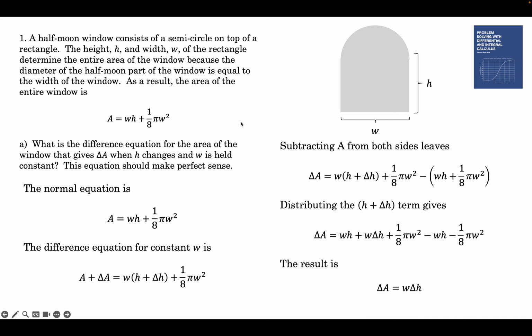Now, this should make perfect sense to you. If you keep w the same and you change the height, the increase in the area is the width, w, times delta h, right? You're going to add another rectangle down here. You're not changing the width, so it's w delta h. Makes sense.